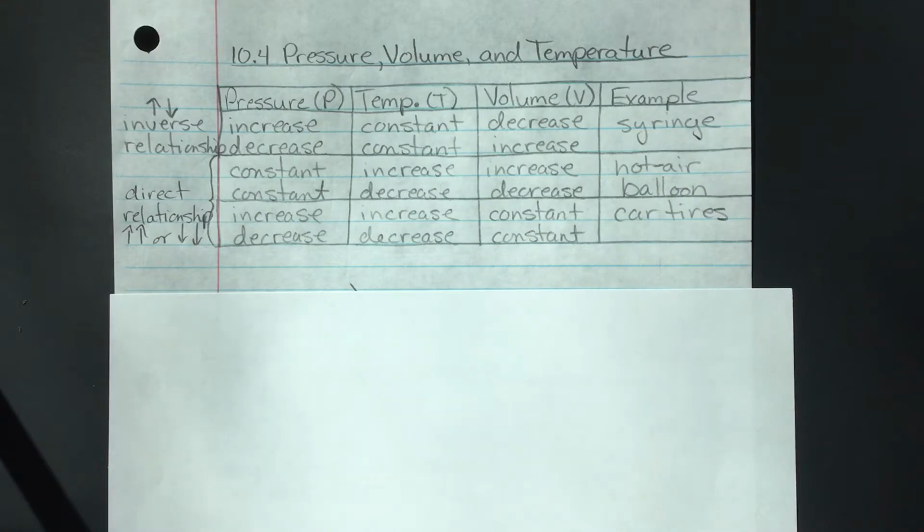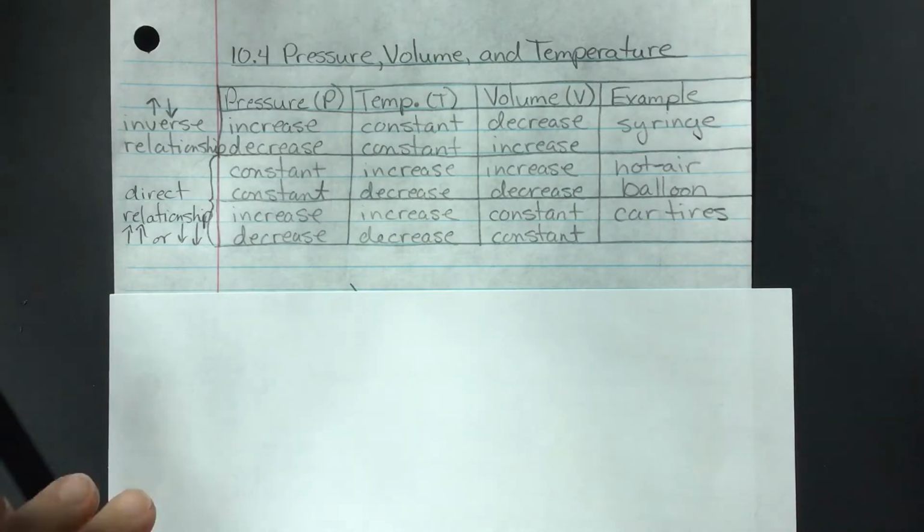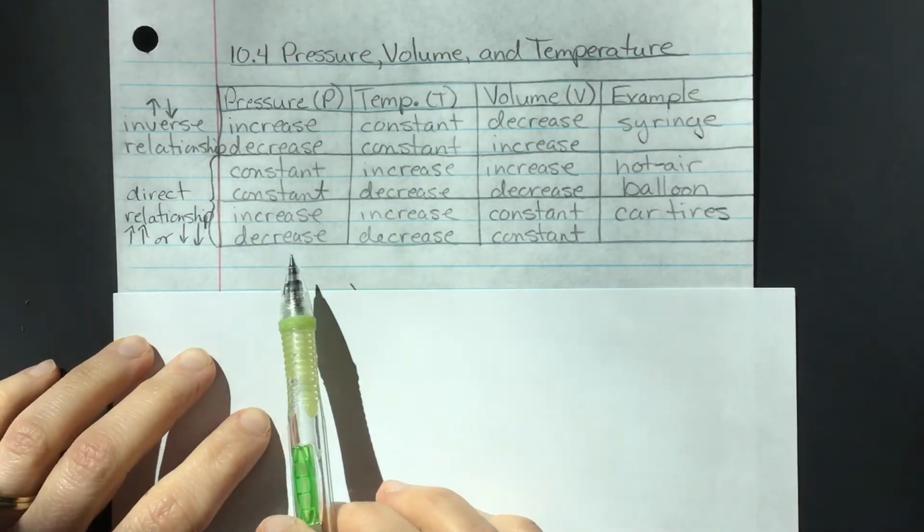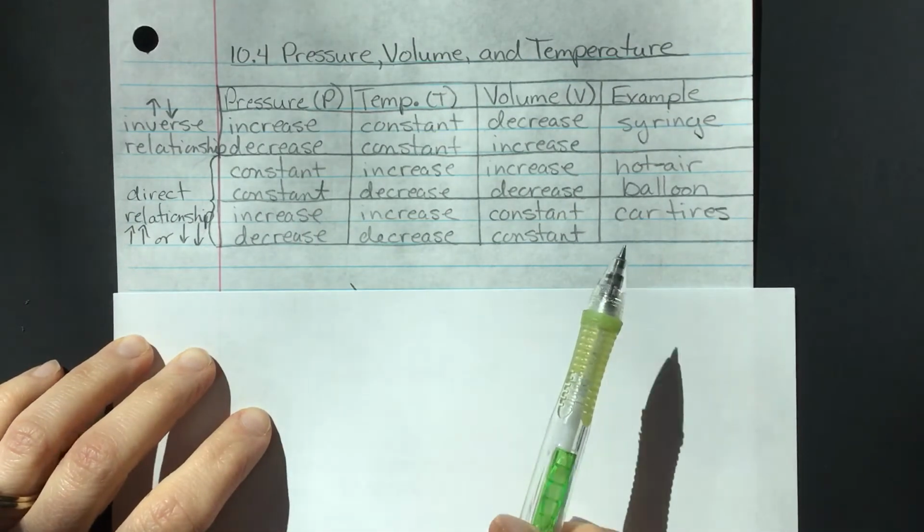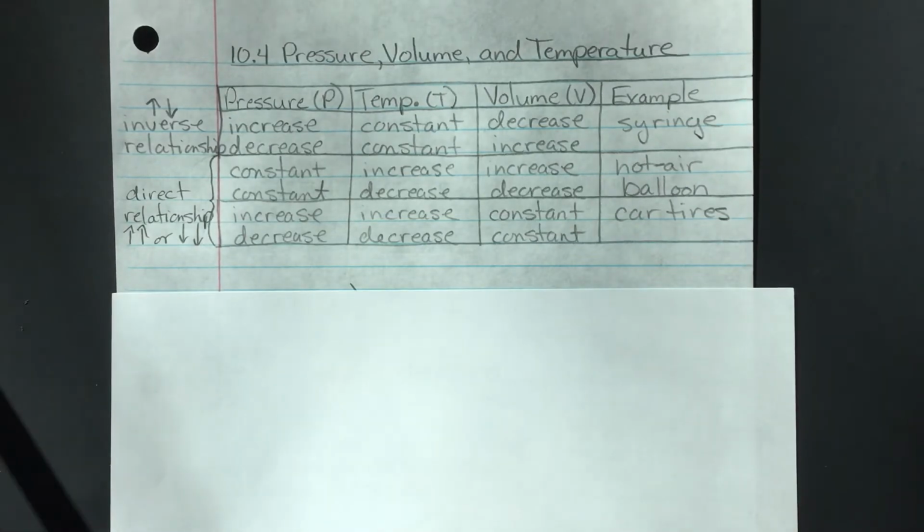So now we're going to talk about how pressure, volume, and temperature are related, and this will lead into really the rest of the chapter. So we're going to take a quick look at these relationships, and then we're going to break them down and talk about them more in depth the rest of the chapter. So I'd like you to copy down this chart that I made. I'll give you a few seconds to turn off the video and do that.